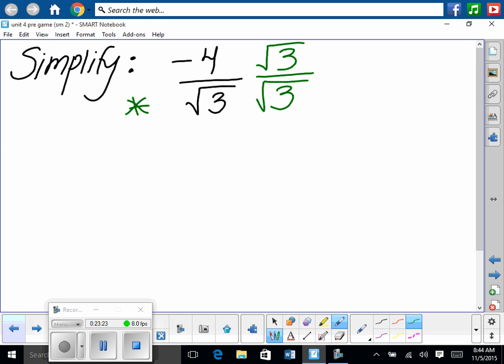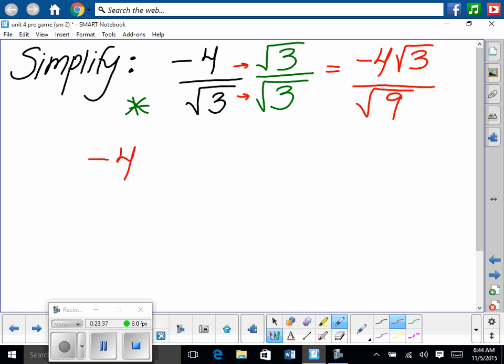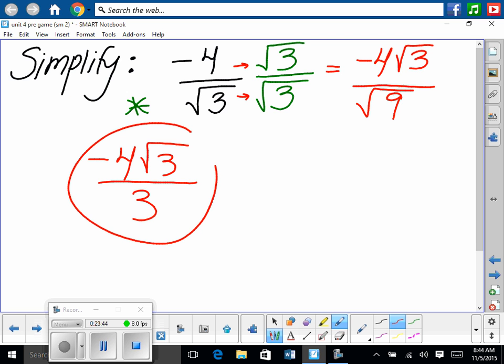Now on top and bottom, we multiply straight across. So we're going to have -4 square roots of 3, right? Everybody? Yes. And then on bottom, we'll have the square root of 9, which is 3. So -4 square roots of 3 over 3. Can you divide the 3's? No, this would be the most simplified answer.